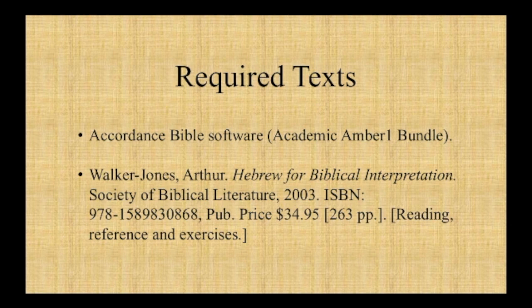There are basically two required texts. One is Accordance Bible Software, notably the Academic Amber 1 bundle. Information on this is to be found in the syllabus. The other is a textbook by Arthur Walker Jones, Hebrew for Biblical Interpretation, and you can find here ordering information. This is an actual book, and in it you will be doing some reading. There are also some references and exercises that you can do on your own, in addition to the ones that are assigned.